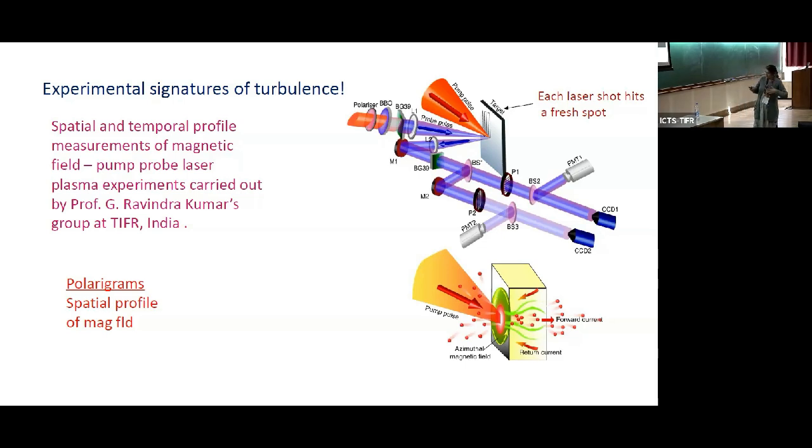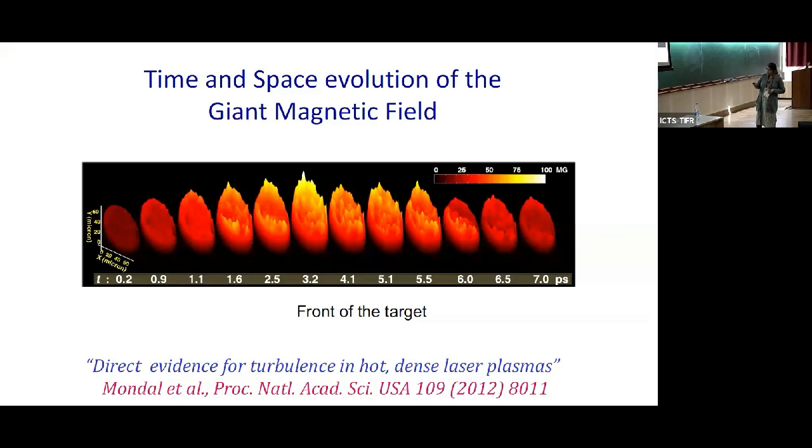For turbulence, you should also see spatial and temporal fluctuation. So the experiments at TIFR improved, and they carried out polarigram measurements which could map out the transverse spatial profile of the magnetic fields. And this was what was observed, that the magnetic field were quite random. This is the transverse profile, so integrated over the longitudinal range.